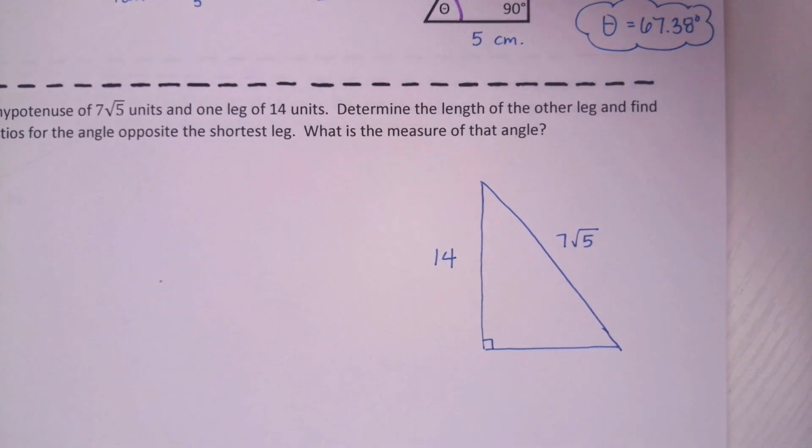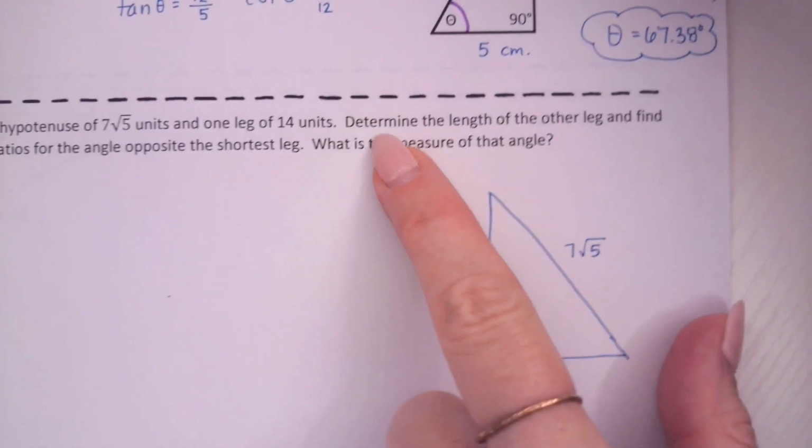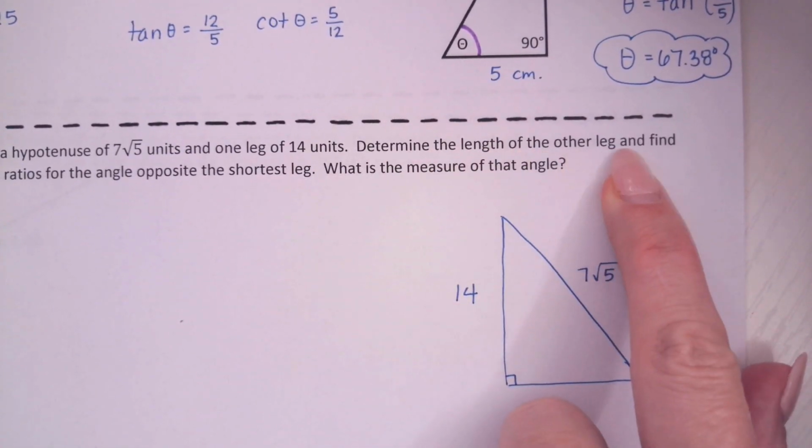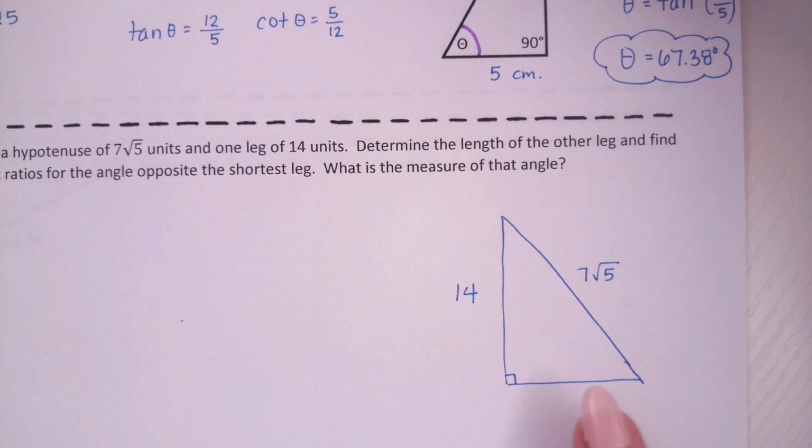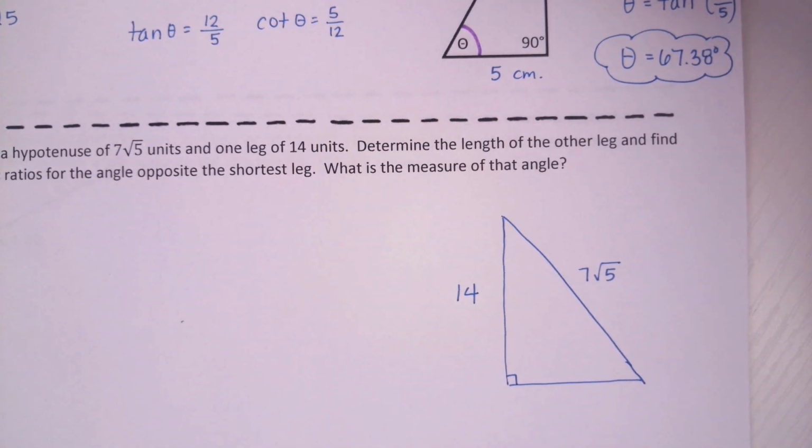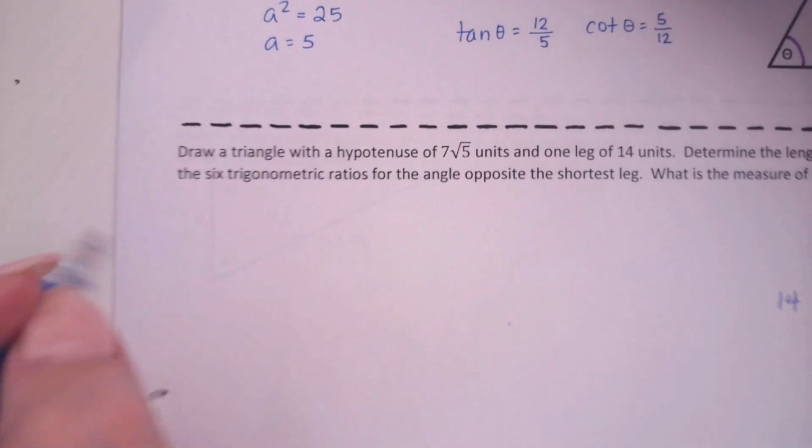Okay. So the first thing it asks us to do says determine the length of the other leg. Okay, so that'll be our step 1, is to solve for this missing side. Step 1, solve our missing side.